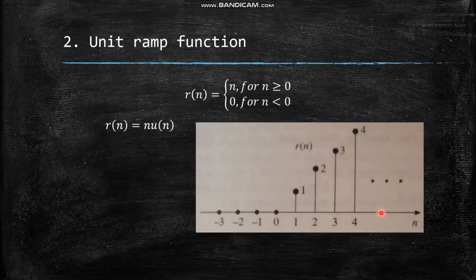Unit ramp function. The second one is the unit ramp function. The discrete time unit ramp function is represented by the letter r of n. The condition for satisfying it is r of n is equal to n for n greater than or equal to 0 and 0 for n less than 0. As we can see here, from the point of n equal to 0, it is increasing linearly. The r of n in terms of the step signal u of n can be written by the formula r of n is equal to n u of n.